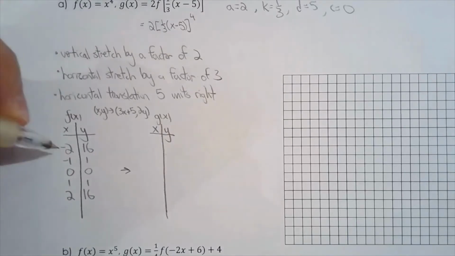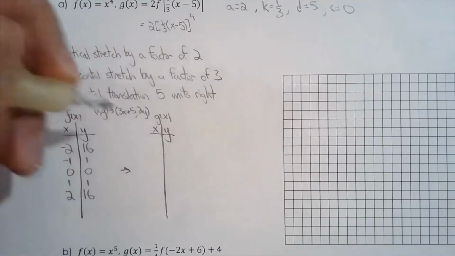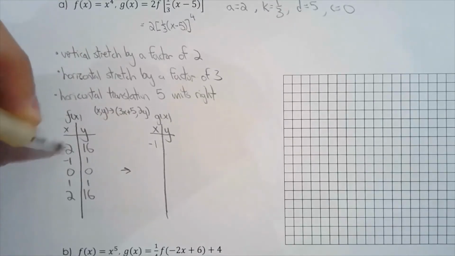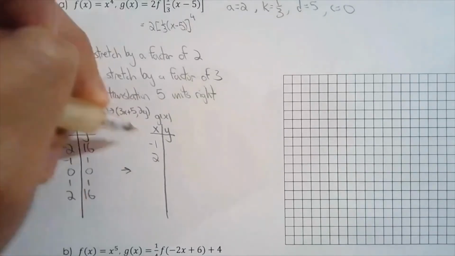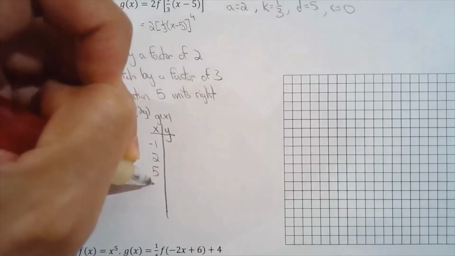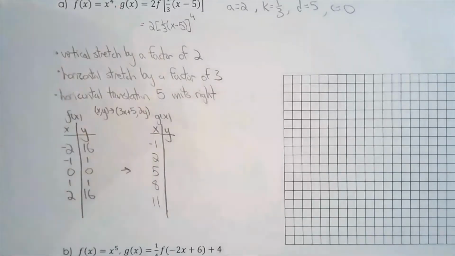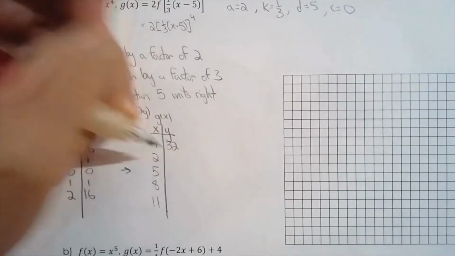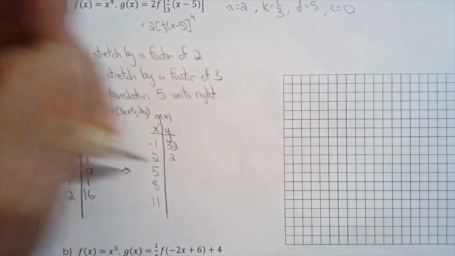All right, so -2, -6 plus 5 is -1. And then you just add by 3. I'll just double check. This is 2. Good. Add by 3, add by 3, add by 3. Beautiful. And now it doubles. This is 32. Not very good. That's going to be a little tricky to plot, but we'll manage.